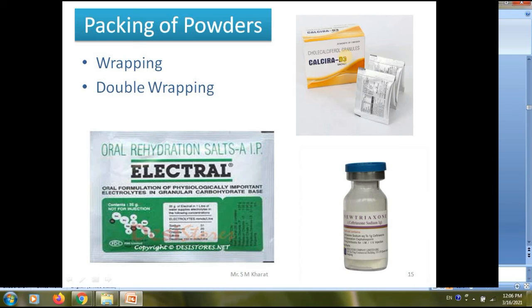So the general powders which do not have the hygroscopic nature, or these are not deliquescent powders, or they don't have any content like volatile ingredient, in that condition we will use a single wrapping, and in a special condition we are going to use double wrapping. So can anyone tell me what are the layers, the first layer and second layer of double wrapping? Single layer which is made up of what, and second layer which is made up of what?